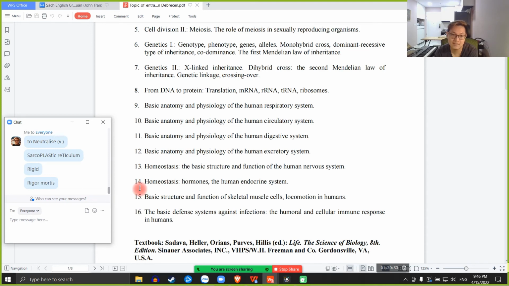Yes, but what exactly does the term homeo and stasis mean? Homeostasis. Homeo is the environment inside the body. Stasis means to keep it the same, to maintain it.